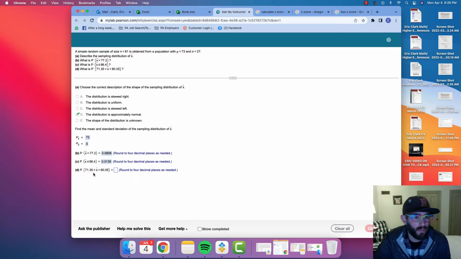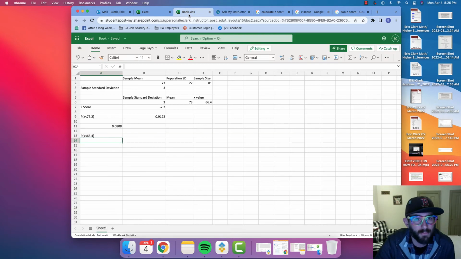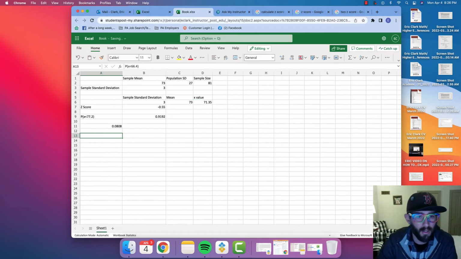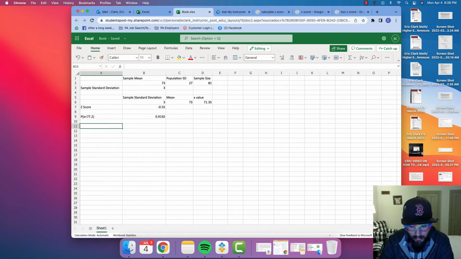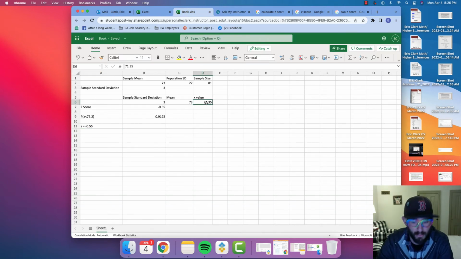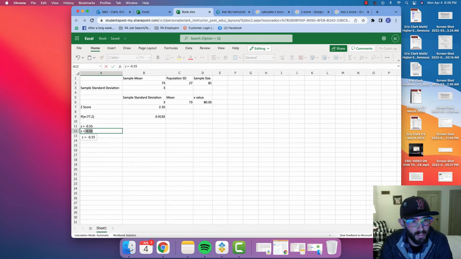So in this case, we have a lower value of 71.35. So we can change this to 71.35. And we have a new z-score of negative 0.055. So z is equal to negative 0.055. And then we have an upper value of 80.05. So if we put 80.05 here, oops, that's 80.65. So the z-score that correlates with that one is going to be 2.35. So that's a pretty wide gap.